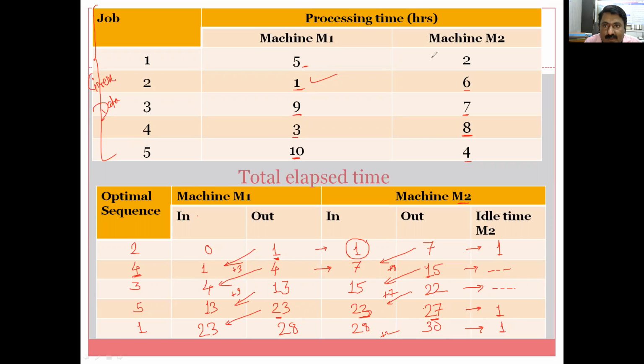So from these, friends, you can conclude from this what is asked. We have to calculate the total elapsed time. We have finalized the sequence and we can say that it is 30 hours. And one very important thing, idle time 1, 1, 1.